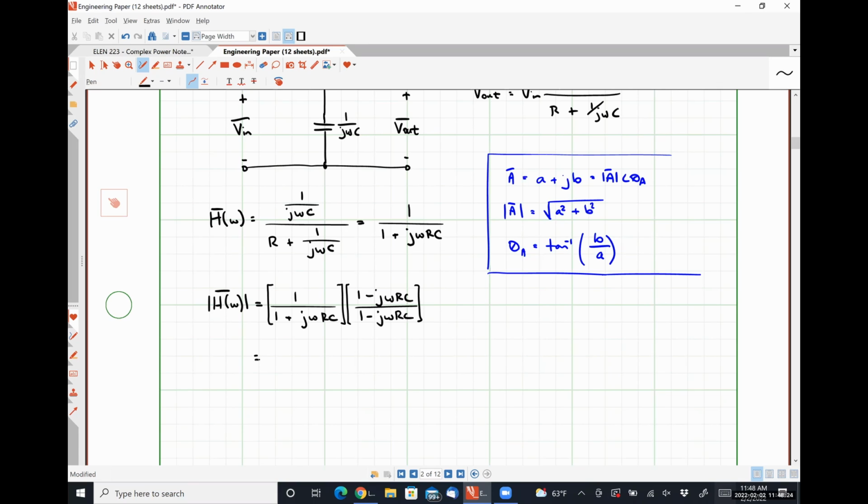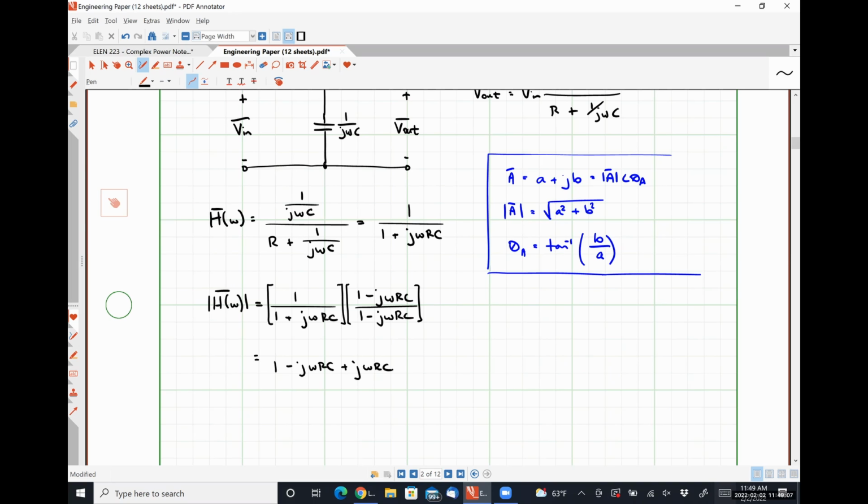So if we FOIL this thing out here, let's do the denominator first, which will probably make it super obvious as to why I'm doing this. We're going to have 1 times 1, so that's 1. Then 1 times negative j omega RC, so negative j omega RC. Then positive j omega RC times positive 1, so plus j omega RC. And finally, j omega RC times negative j omega RC, which is negative j squared omega RC quantity squared. Well, what's negative j squared?